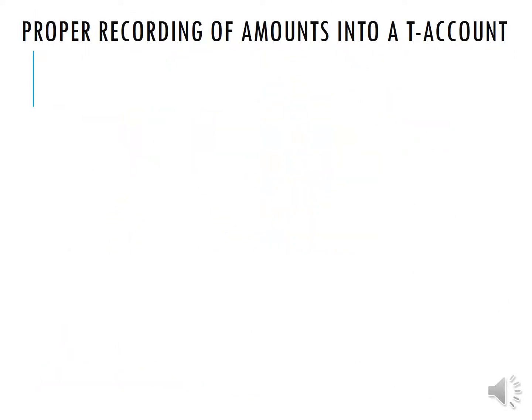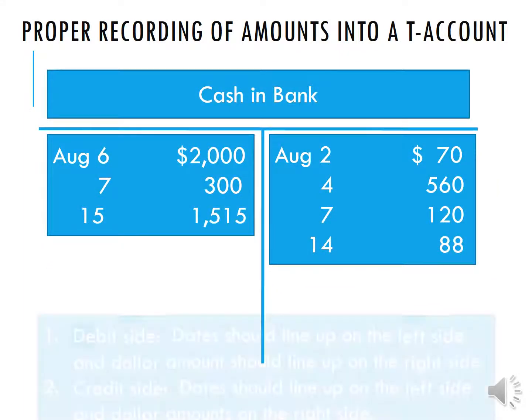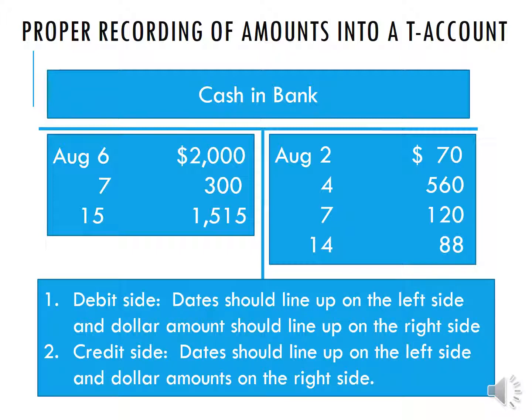How do we record properly into a T account? If we look at the cash in bank account, we are going to see a series of transactions both on the left side, or the debit side, and on the credit side. On the debit side, the dates should line up on the left side and the dollar amounts should line up on the right side. On the credit side, the dates line up on the left side and the dollar amounts on the right side. It is best to try and line up dollar amounts by ones, tens, hundreds, thousands.